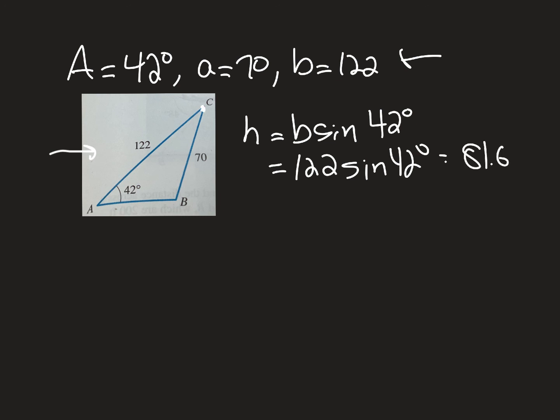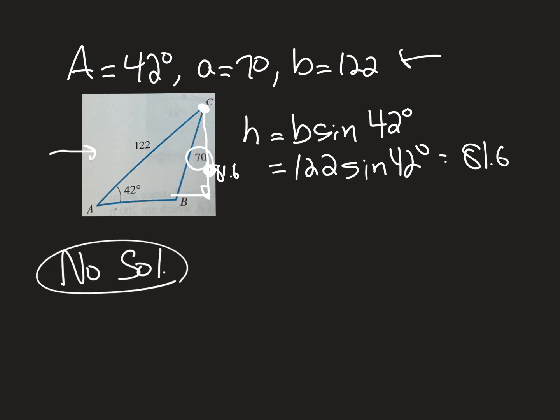So if I go from here and I go straight down to the third side, straight down right there, that's how you do height, by the way. It's 81.6. Now here's the problem. That side A is just 70, which means if I went straight down from C up there and went straight down 70, I would only get to about right here. I cannot go slanted that way and hit that. There's no way I can go and hit the third side. Therefore, that's a no solution case. Anytime side A is less than the height that you found, no solution.